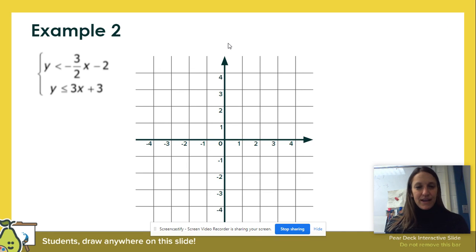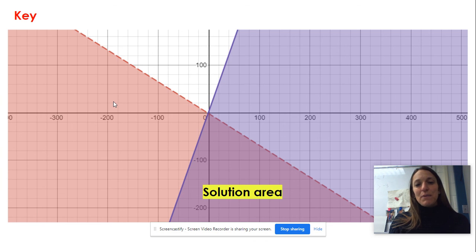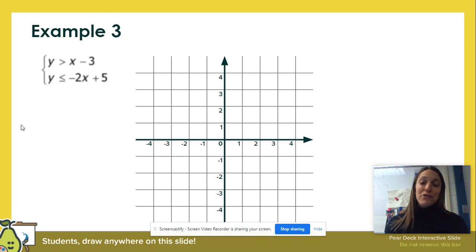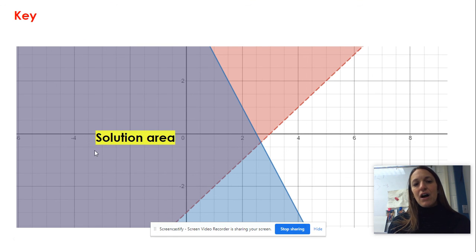So there's a few more examples of this where you graph the inequality, shade, graph the second inequality, shade, find the space where they are both shaded. Example 3, graph the inequality, shade, graph the second inequality, shade. The common area is where your solutions are. All these ordered pairs are solutions.